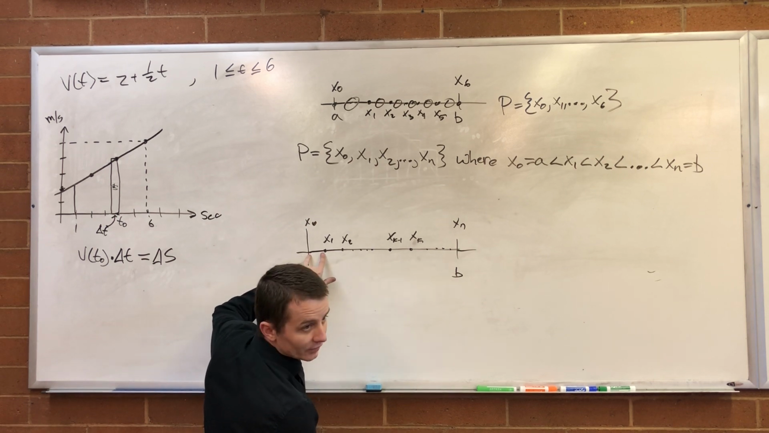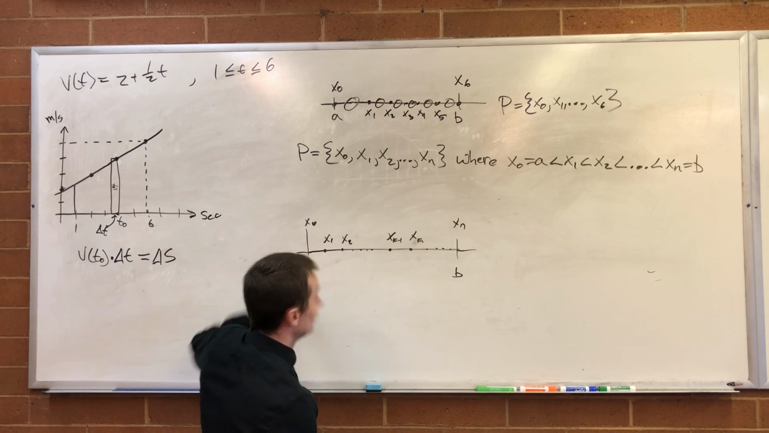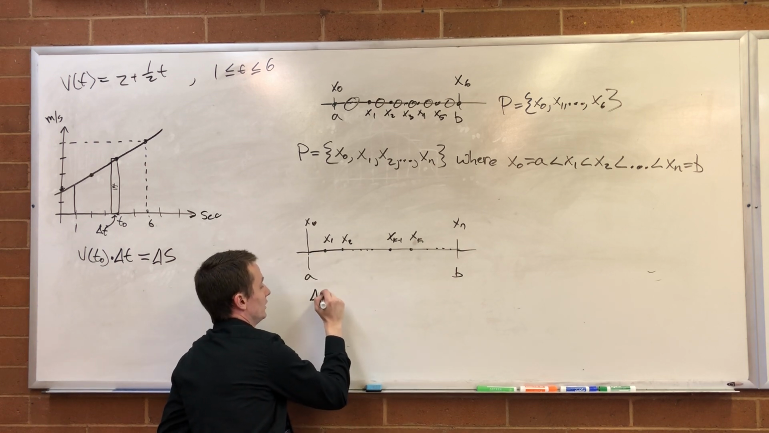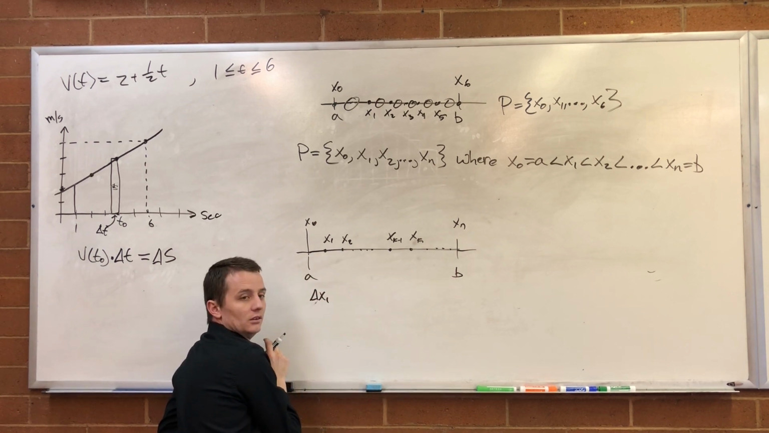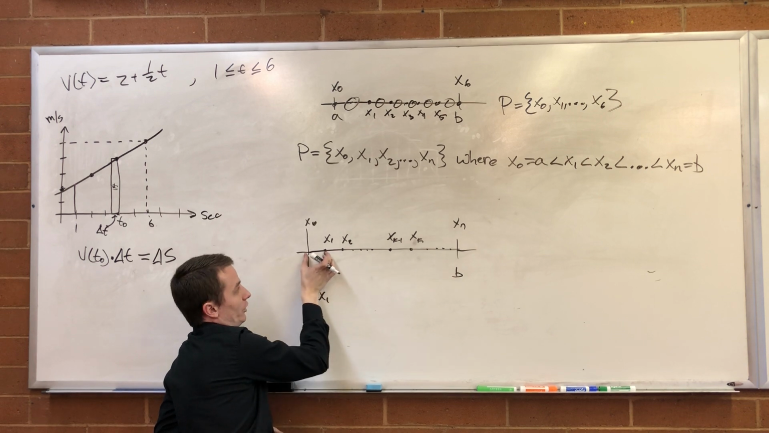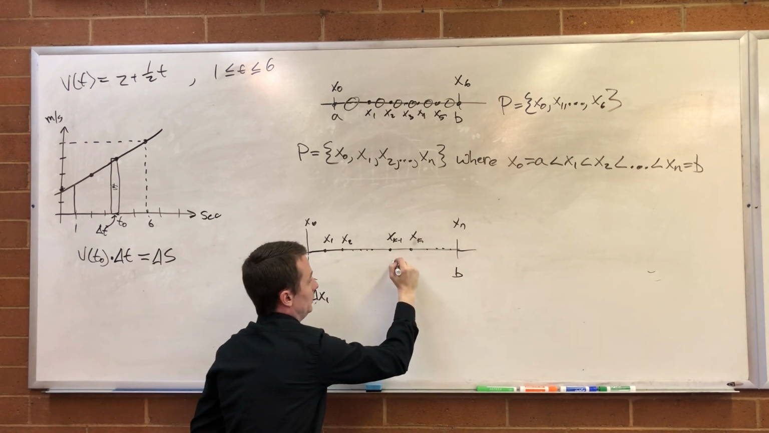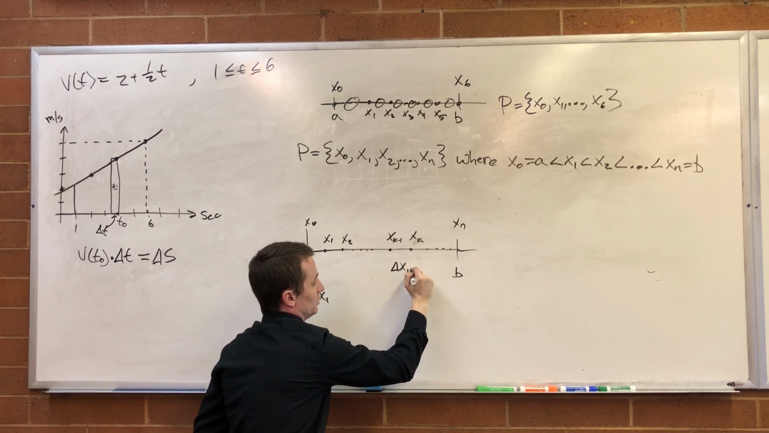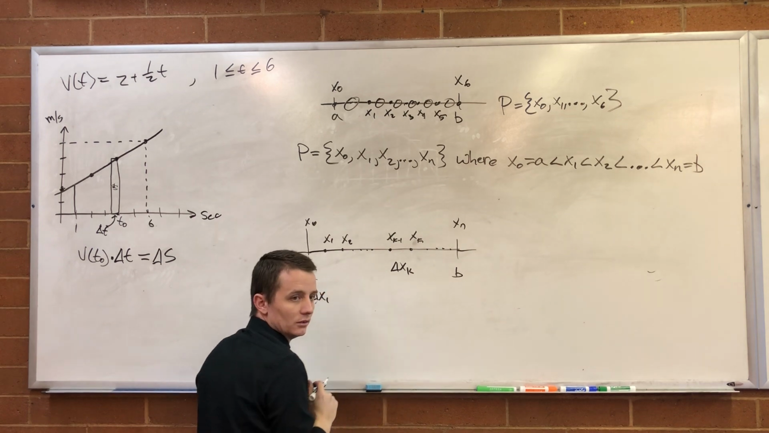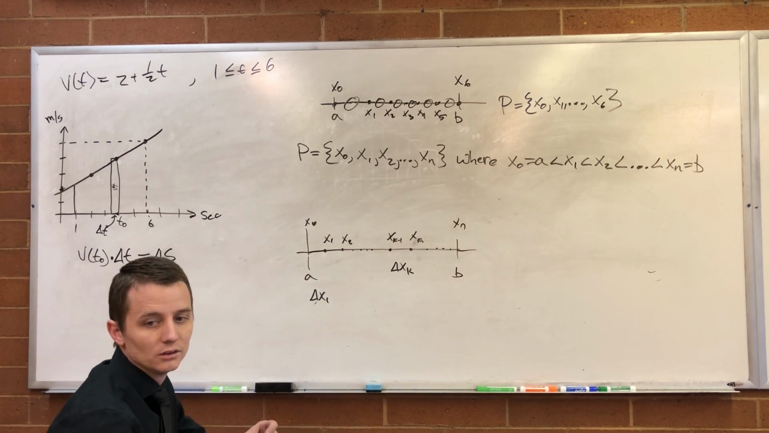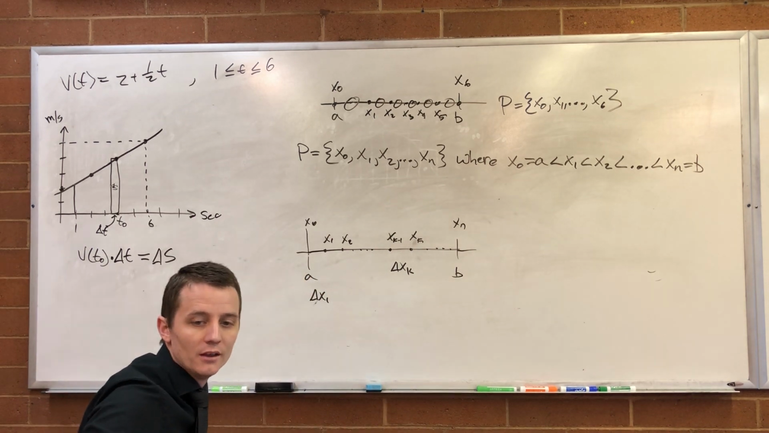We call this distance right here, just notation, delta x sub 1. The change in x on our first little interval. This is delta x sub 2, delta x sub 3. The change here we would call delta x sub k. Just notation. Okay?